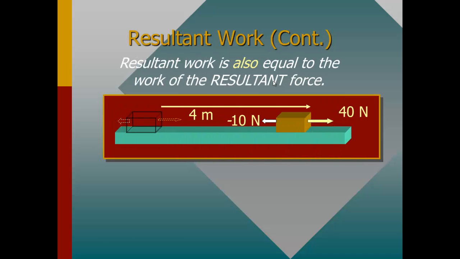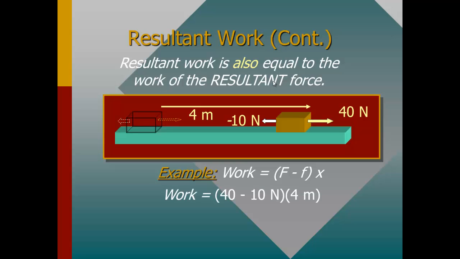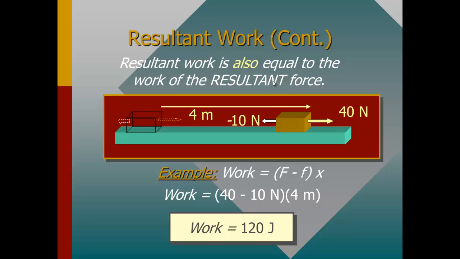Resultant work is also equal to the work of the resultant force. If we find the net force, it's just the force applied minus the force of friction, so that's 40 minus 10, which is 30 newtons, times the 4 meters. That gives us 120 joules, which is exactly what we got before. So we can find the work due to the force applied, subtract the work done by friction, and that gives us our net work. Or we can find the net force first, and then multiply it by the displacement.